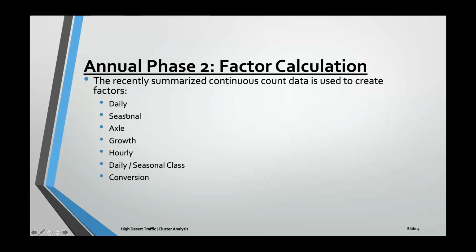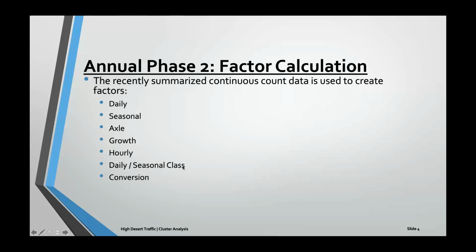Okay, so these two, daily and seasonal factors, are used to adjust volume counts up to an ADT. So if you take a short-term volume count, in April, for example, April might be slightly lower than the annual average volume for the year, and so you want to bump that estimate up a little bit using the seasonal factor to get it up to an annual average. You're doing that on the volume data.